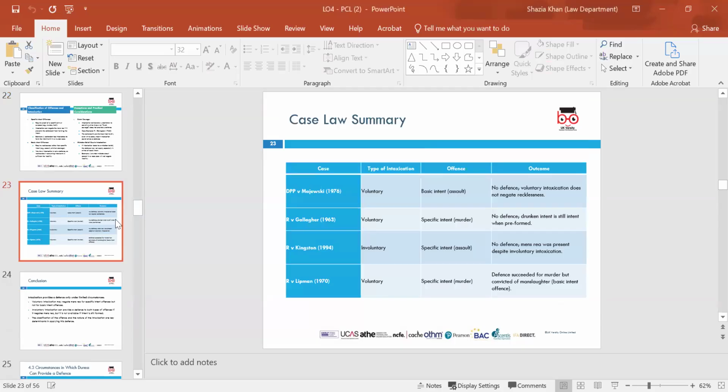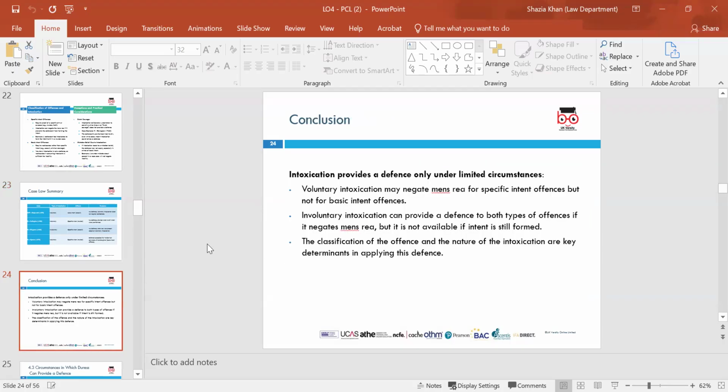So the summary table identifies the cases in regards to types of intoxication, offences and the outcome. So DPP v Majewski, R v Gallagher, R v Kingston and R v Lipman, in regards to voluntary and involuntary types of intoxication. So intoxication provides a defence under limited circumstances. Voluntary intoxication may negate mens rea for specific intent offences, but not for basic intent offences. Involuntary intoxication can provide a defence to both types of offences if it negates mens rea, but is not available if intent is still formed.